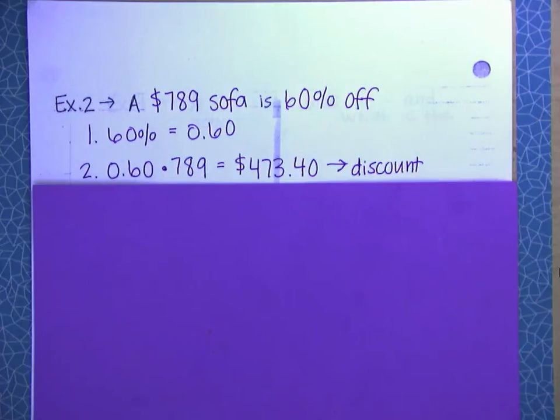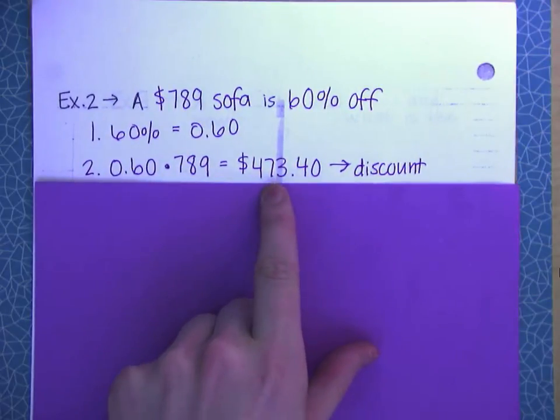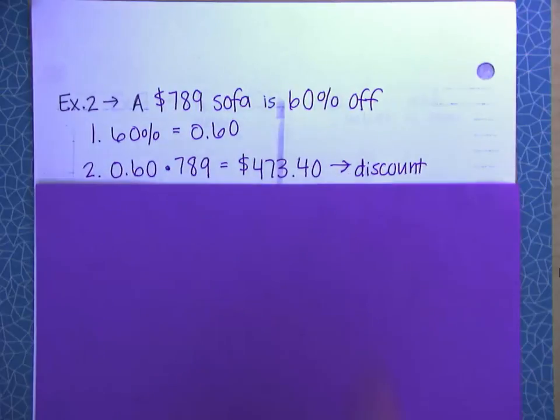And that's going to be our discount. So $473.40 is what we get to subtract from our original price. That's what that 60% off is talking about. It means we get to take off $473.40. So that's a pretty good discount.